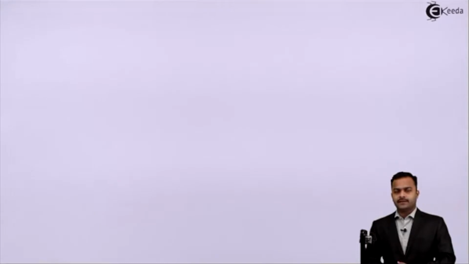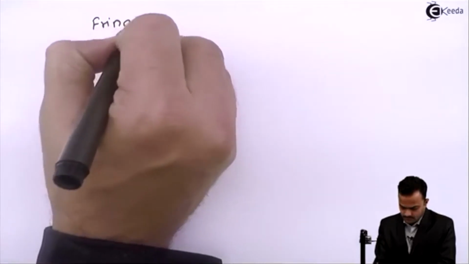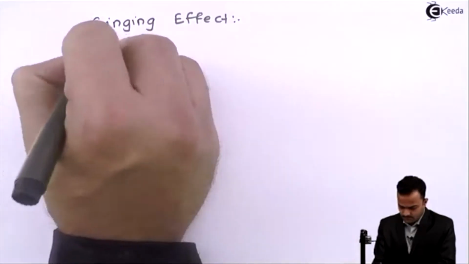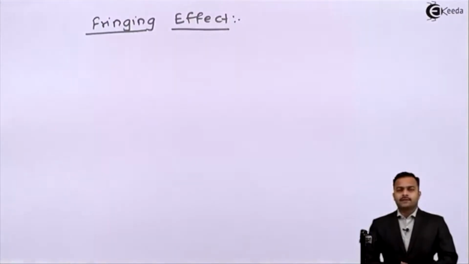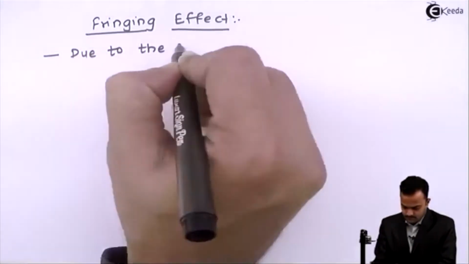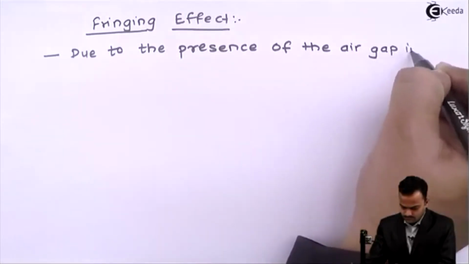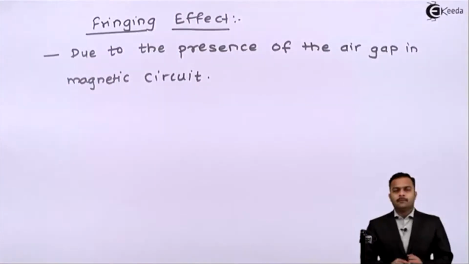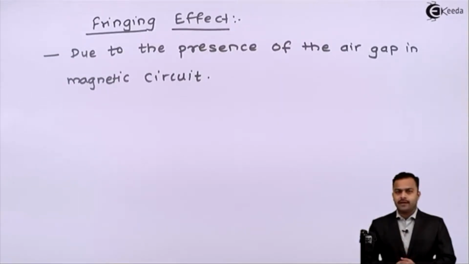To see the concept called fringing effect and leakage flux. The fringing effect results due to the air gap presence in the magnetic circuit. The main consequence of the fringing effect is making flux density different in the air compared to flux density in the core.